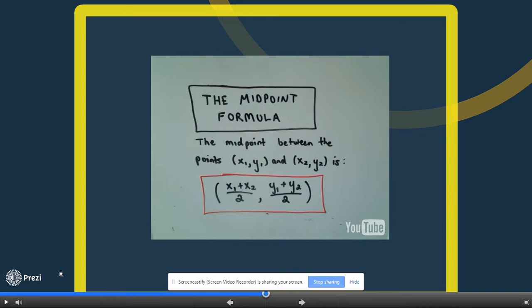Okay, in this video I just want to talk about the midpoint formula. And all the midpoint formula says is that the midpoint between 2 points, x sub 1 comma y sub 1, and x sub 2 comma y sub 2, all you do is add the x coordinates, divide by 2, add the y coordinates, and also divide by 2. In my experience, I've noticed some people sometimes forget the signs, they'll sometimes subtract.